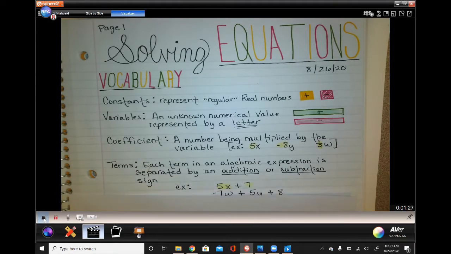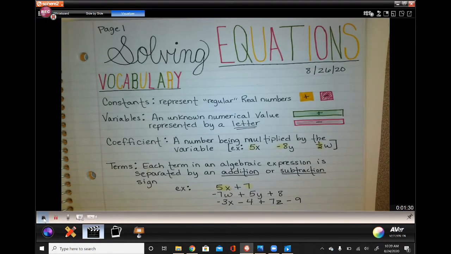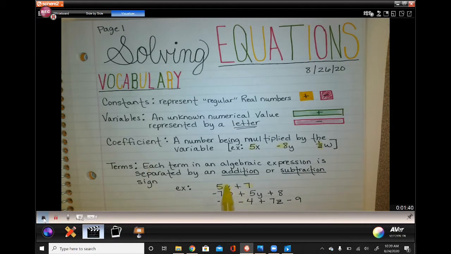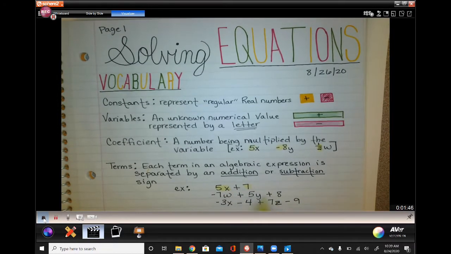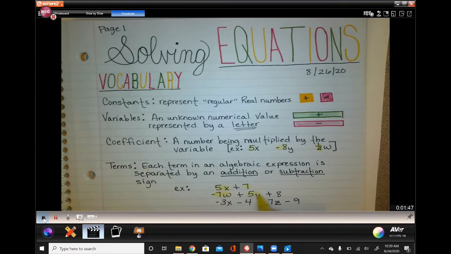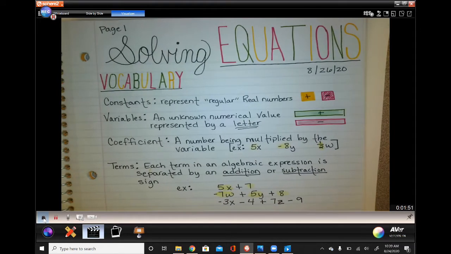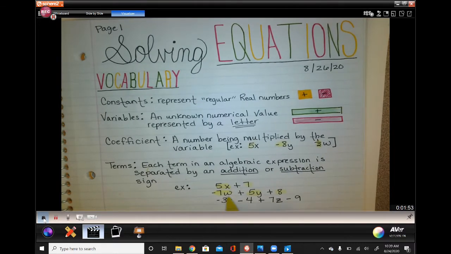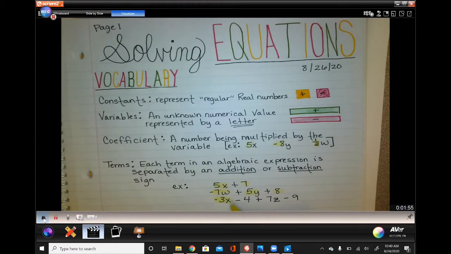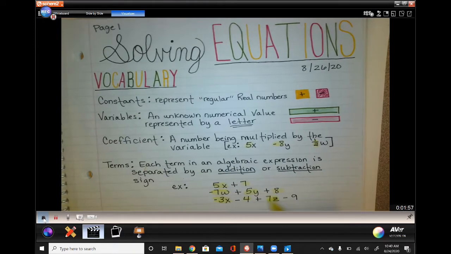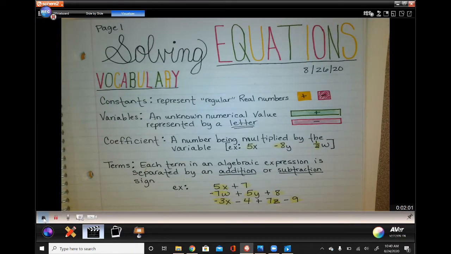Okay, and then terms. Terms, in an algebraic equation, are separated by addition and subtraction signs. And it's really important that we identify our terms. So here's my addition sign. This expression has 2 terms. Here's my 2 addition signs. So this expression has 3 terms. And here are some subtraction and addition signs and negative signs. This expression has 1, 2, 3, 4 different terms or 4 different pieces to the expression.